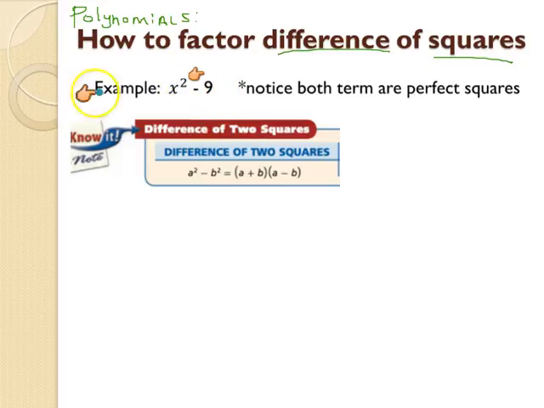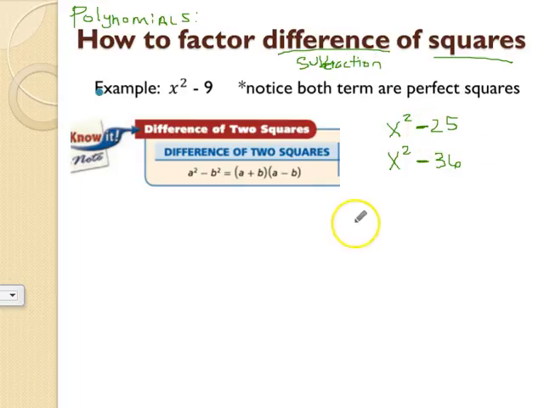Another example of a difference of perfect squares could be x squared minus 25, because 25 is a perfect square, or x squared minus 36. Those are both perfect squares. So I think you get the idea there. They both have to be perfect squares, and there has to be a subtraction sign. Difference means subtraction, so we're going to have a subtraction sign between the two terms. So how do we factor a difference of two squares?